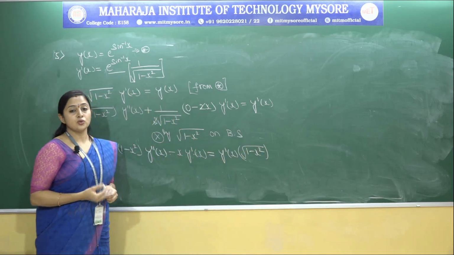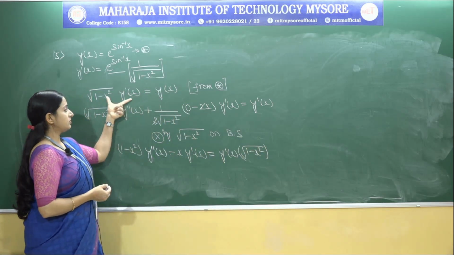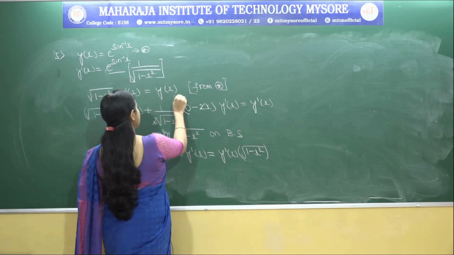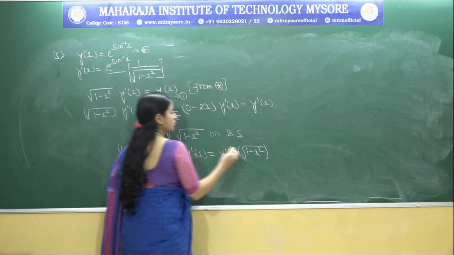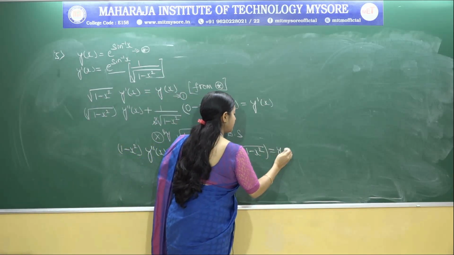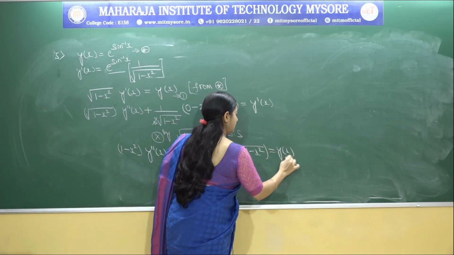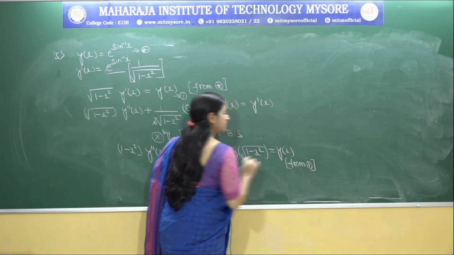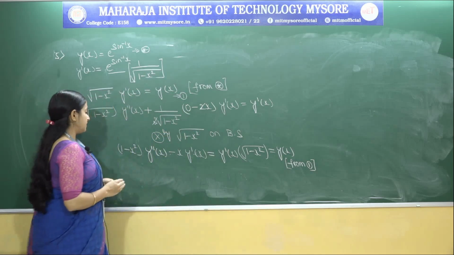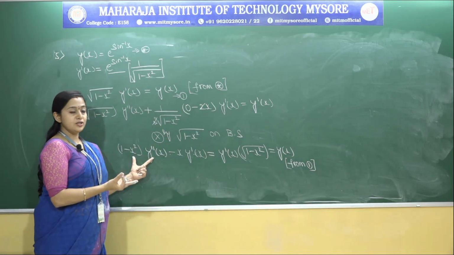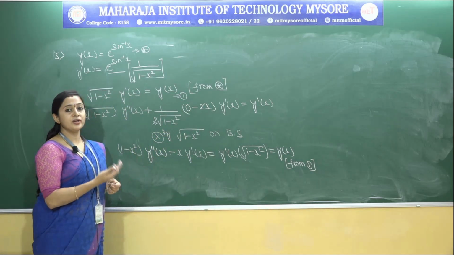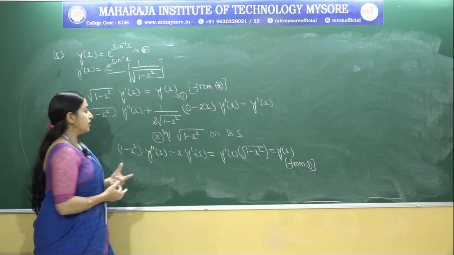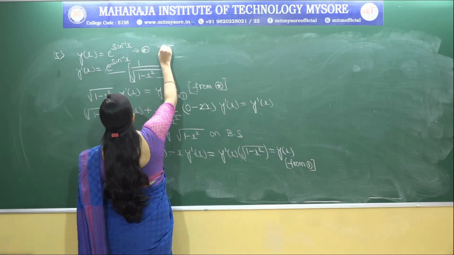For the y dash of x root 1 minus x square, this part you can substitute as y of x using equation 1. So keep this as equation 1, and substitute this as the y of x. Simplify this, and for the next differentiation you can simplify or take the differentiation directly. Before that, put x equal to 0 and check the given terms.